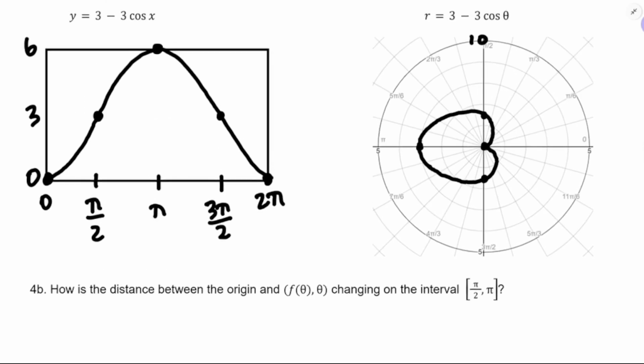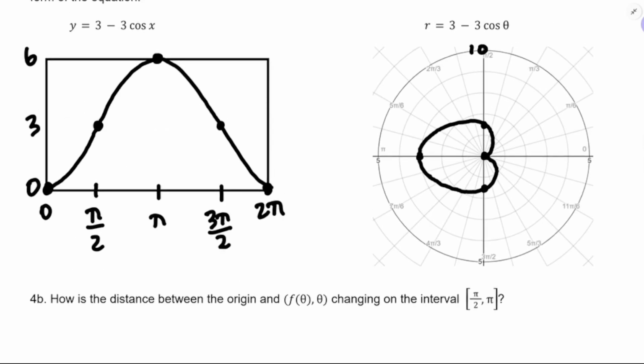Okay, how's the distance between the origin and the graph of the polar curve changing on the interval pi over 2 to pi? Okay, well, we're just going to look on pi over 2 to pi. It's increasing. So I'm going to say, all right, distance r is increasing.